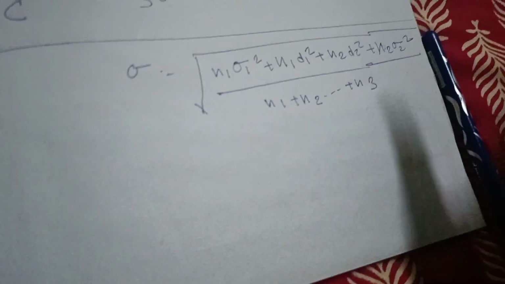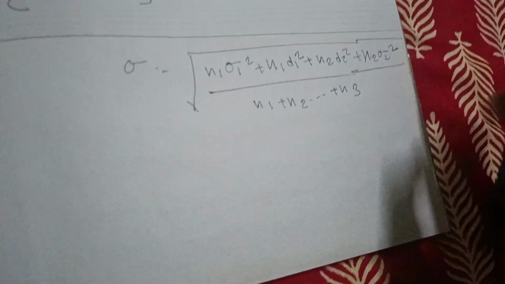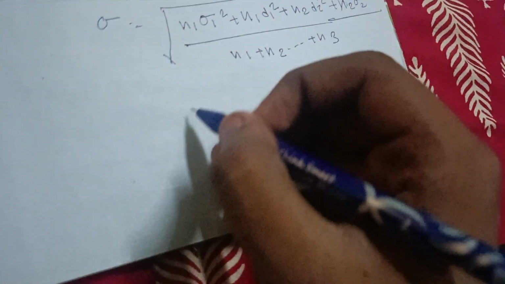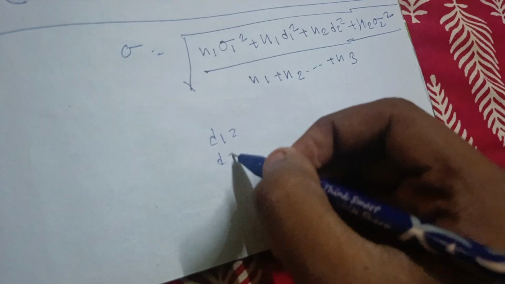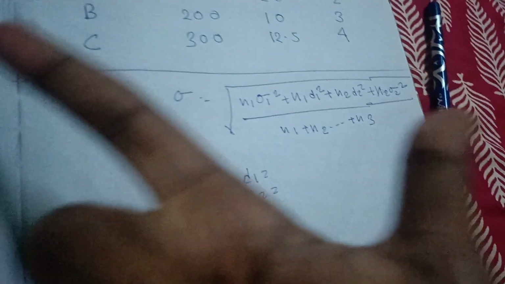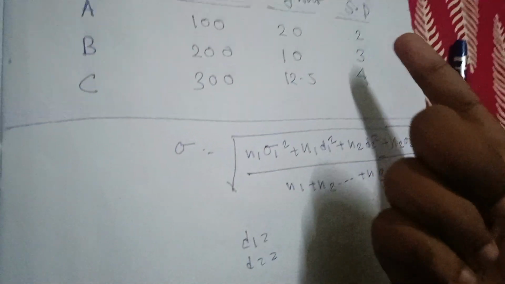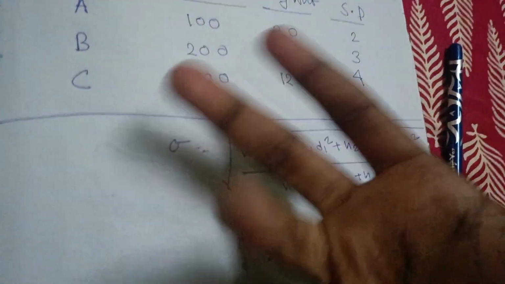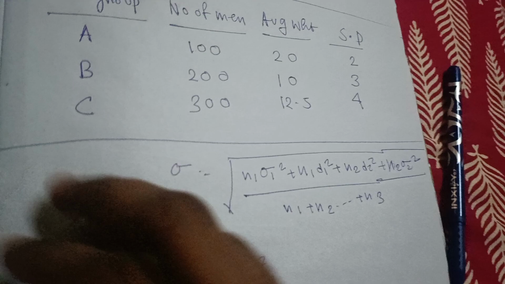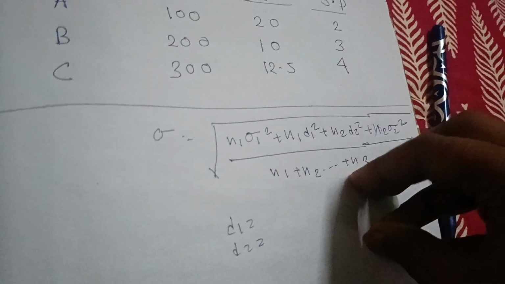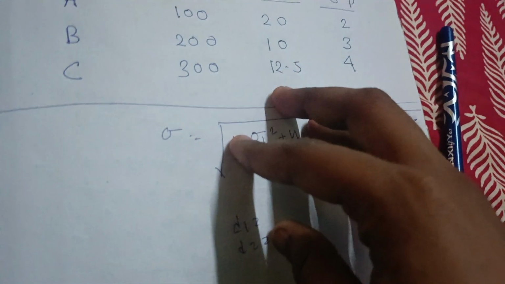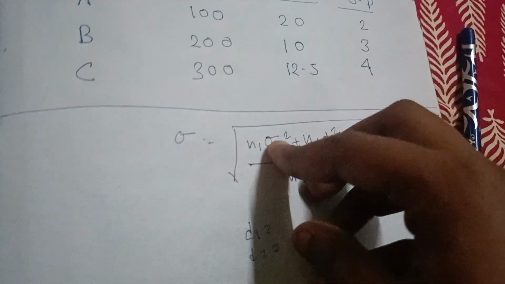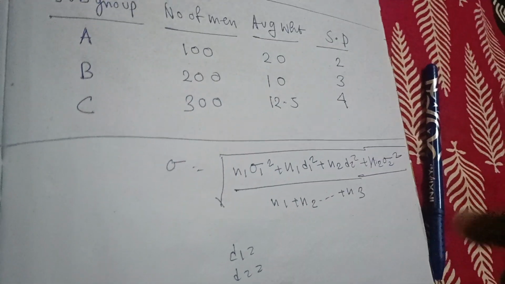Okay, so the next question you get is what is d1, what is d2. We know n1, n2, n3 are the numbers of things. Sigma 1, sigma 2, sigma 3 are given, so the SD of the individual groups are already given. What we have to find out is D1, D2 and D3.